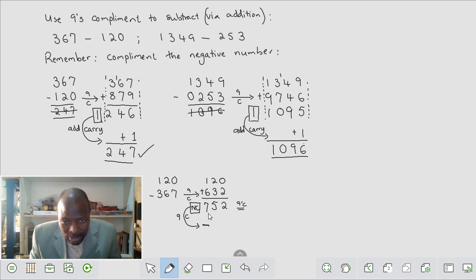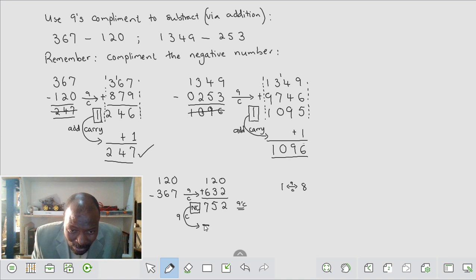Obviously, whatever number you get from the 9's complement of a number is also the 9's complement of the original number. If you look at 1, the 9's complement of 1 is 8, but also the 9's complement of 8 is 1. So what I'm saying is numbers are 9's complements of each other. So if there's no carry, it means your answer is still negative. It is in the 9's complement form.